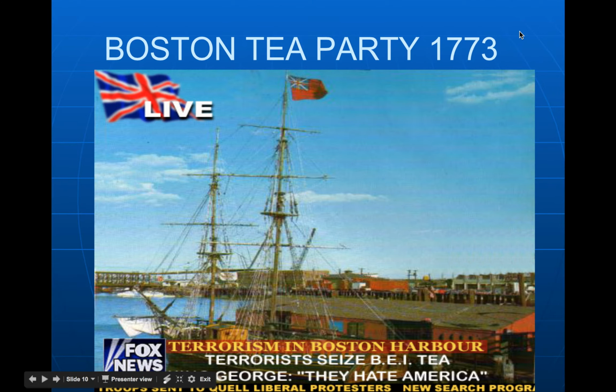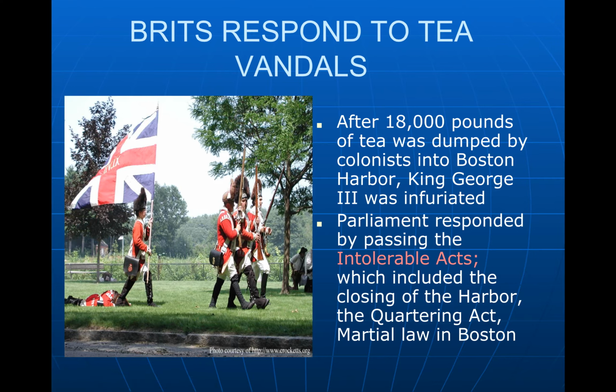In addition, in Boston, you have the Boston Tea Party in 1773, which is a result of the Townshend Acts. So colonists in protest dump 18,000 pounds of tea into the harbor. And as a result of that, Parliament and King George then closed the Boston Harbor. So nothing can come in or out of that harbor.